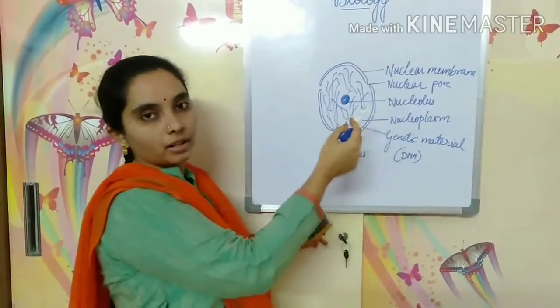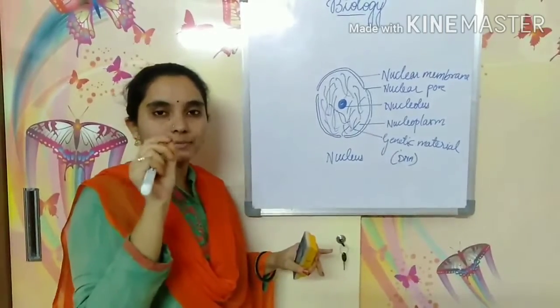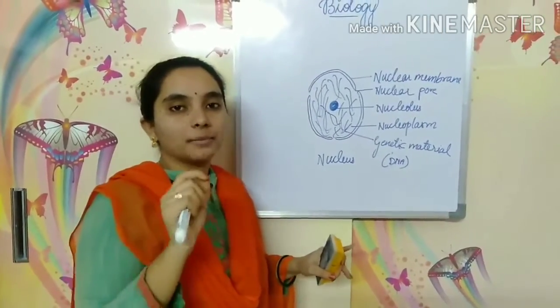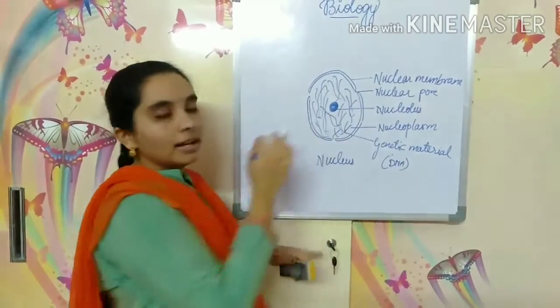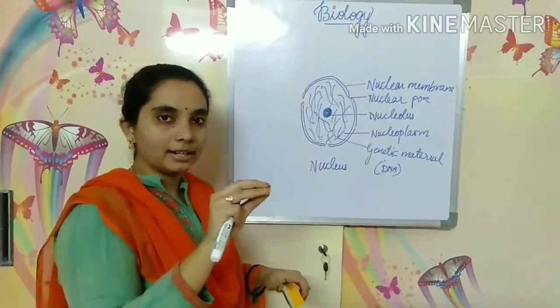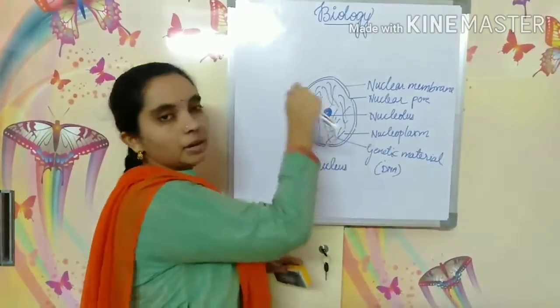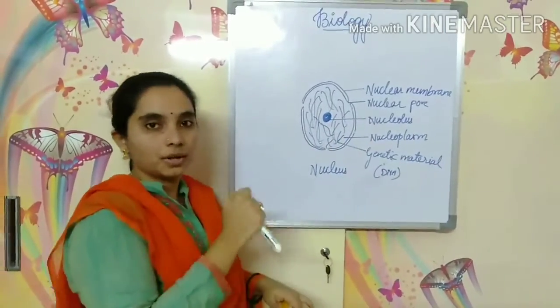It is the outer covering of the nucleus, and it has some pores, that means small holes. Those are called nuclear pores. And just as the cell has a nucleus inside it, the nucleus has one more dense structure, which is called the nucleolus.